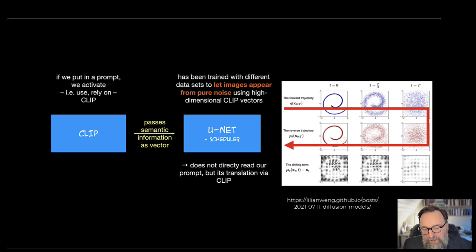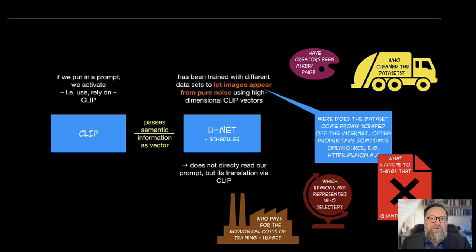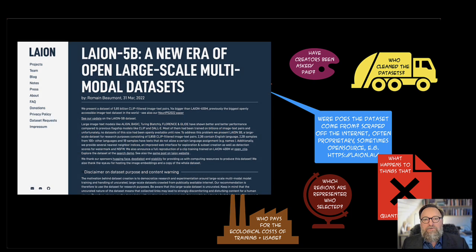So, okay, if we use an AI, this is what's happening, and this UNet and scheduler actually do not read our prompt directly, but get the vector, or several vectors, from the CLIP network, by the way. And of course, here we have all the same questions again, all the same questions about where does this data set now come from, and all the questions that I just raised, right?